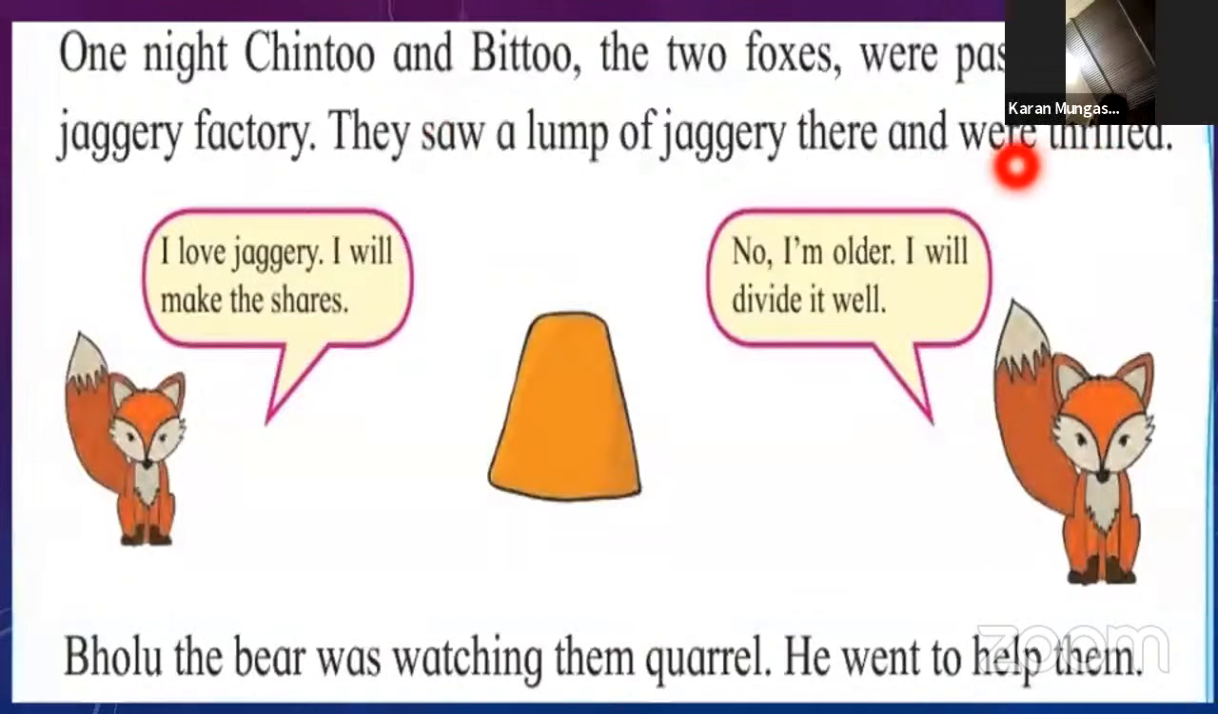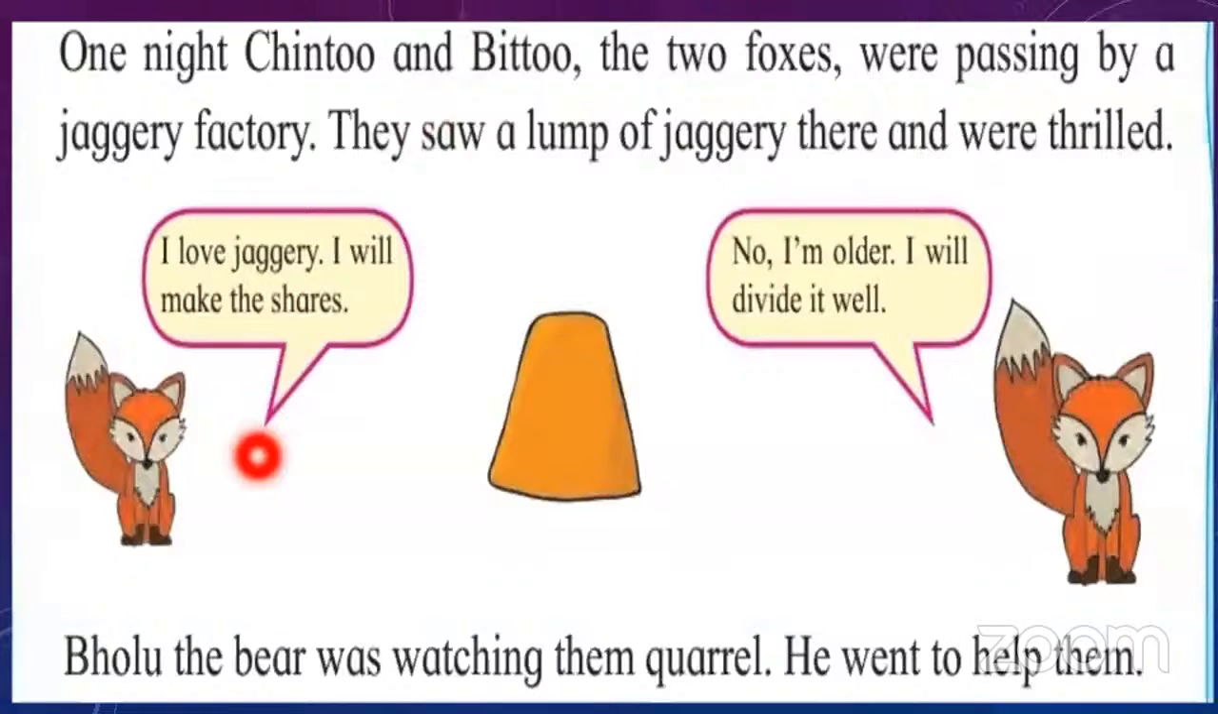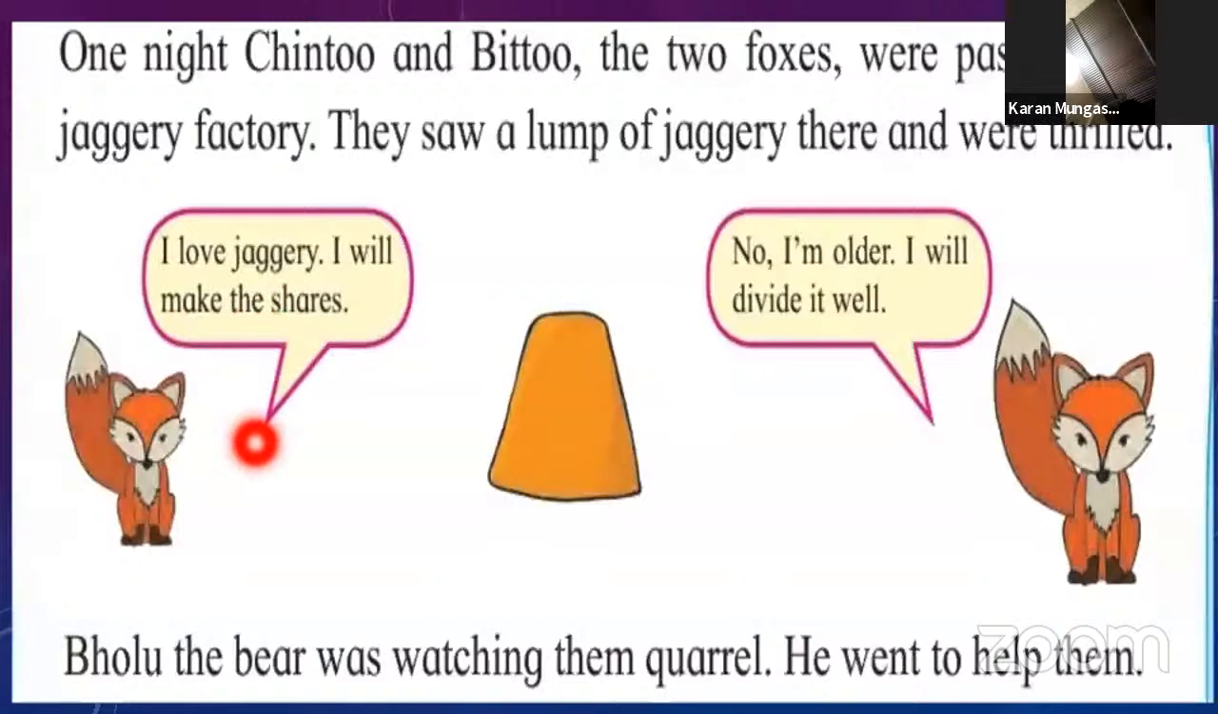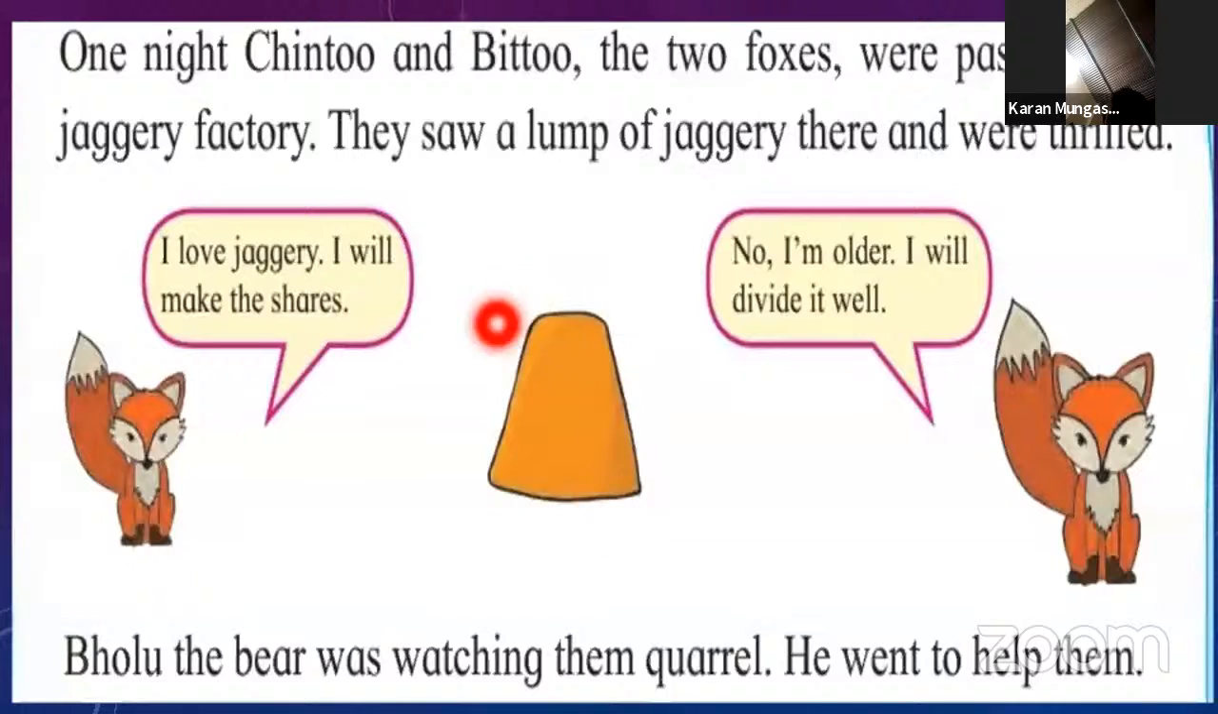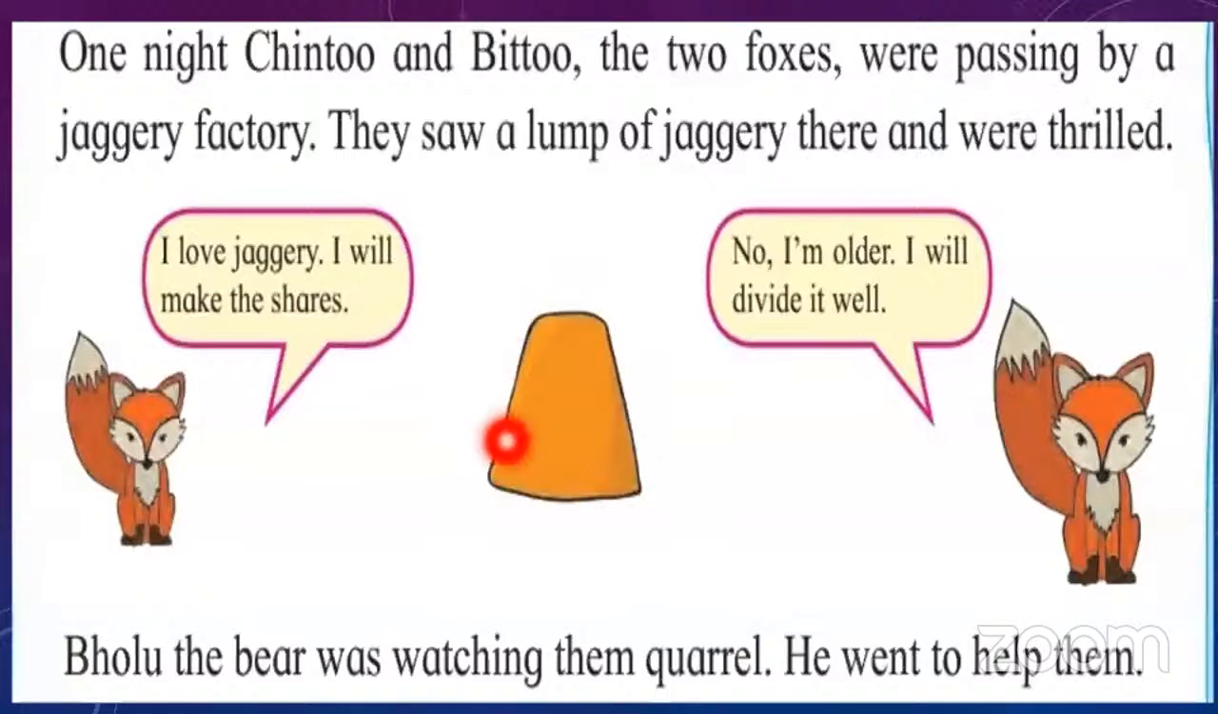So then what happened? The first one said, I love jaggery. I will make the shares. Then the other one said, no, I am older. I will divide it well. So they both started to quarrel. These two foxes started to quarrel for this jaggery lump because it is very sweet and they wanted to eat it.